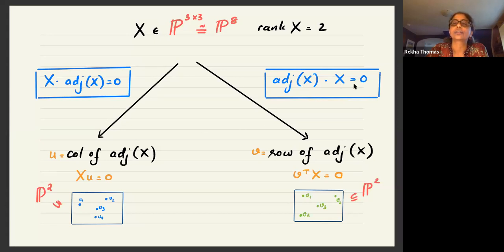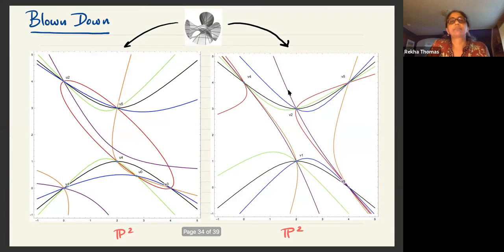And similarly, adjoint times X is 0. So every row of the adjoint is in the left kernel. So this is how you actually do the map. You just send X to a column of its adjoint and to the row of its adjoint. So we can map from P8 into P2 cross P2 from the rank 2 matrices. And we're going to use this map to go into P2 cross P2. Okay, so let's blow down this cubic surface. So we have this cubic surface, and you can blow it down into the 2 P2s via this adjoint map.